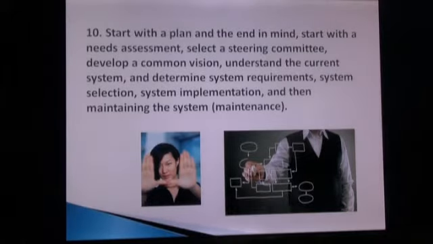And finally, 10. Start with a plan and the end in mind. Start with a needs assessment, select a steering committee, develop a common vision, understand the current system, and determine system requirements, system selection, system implementation, and then maintaining the system, maintenance.